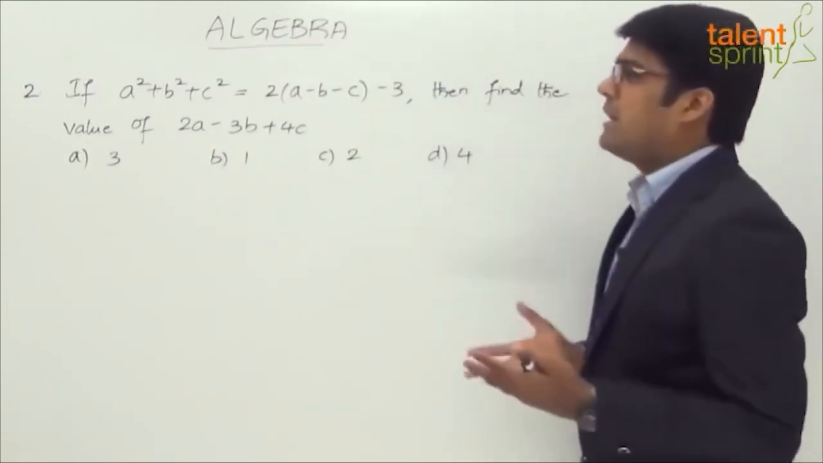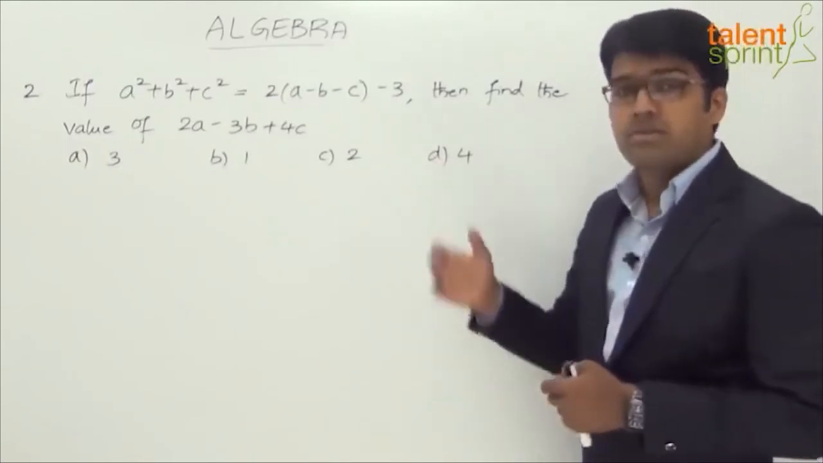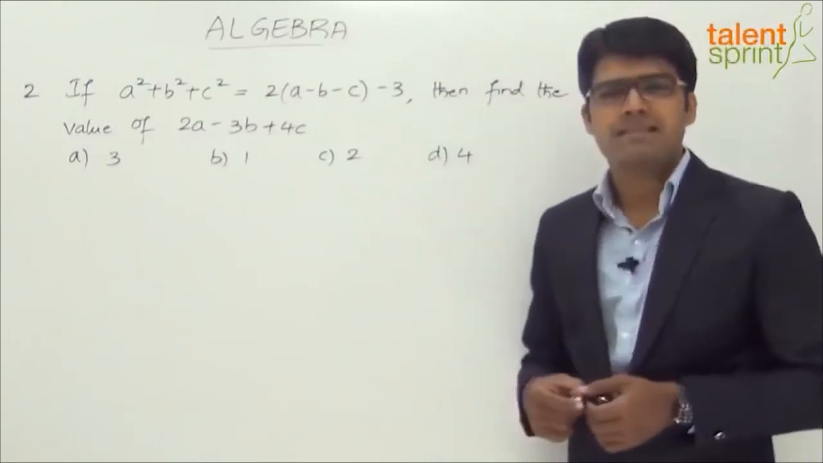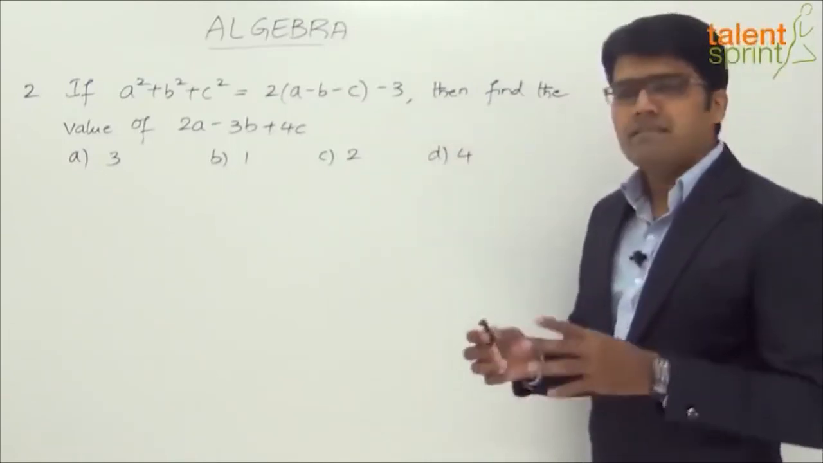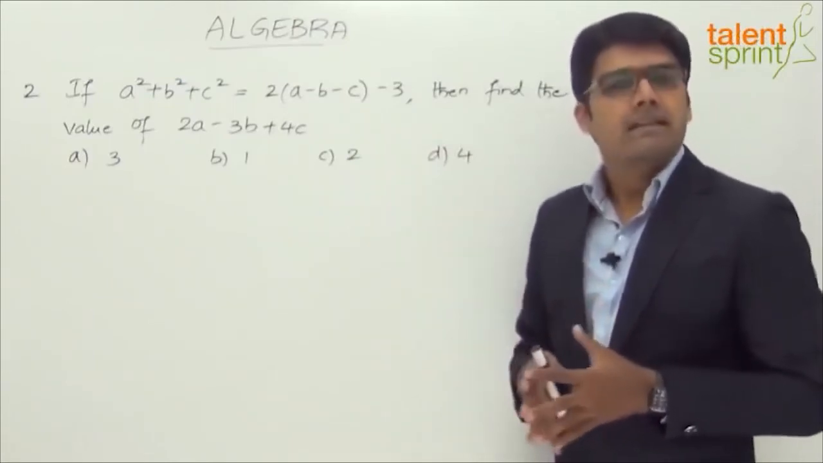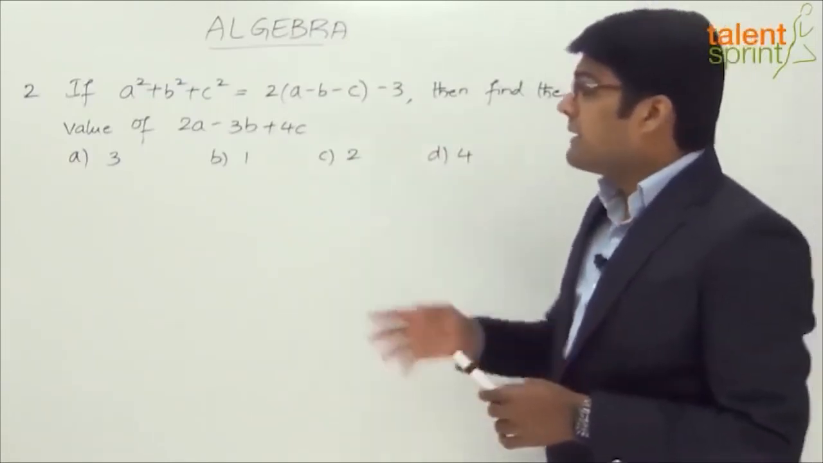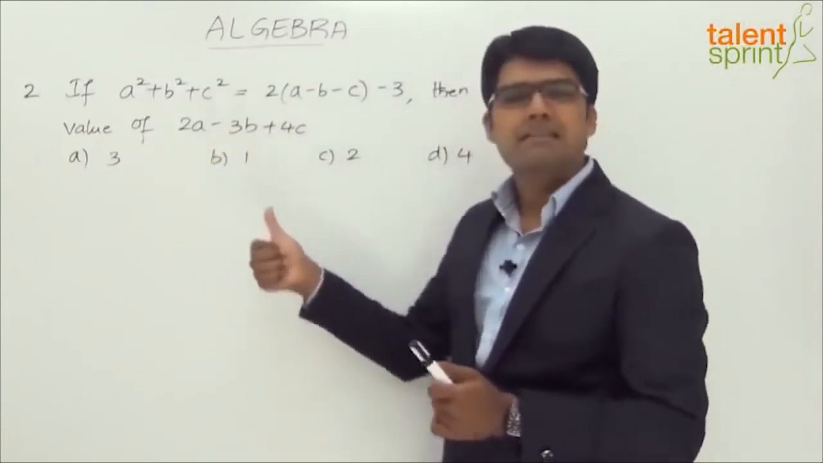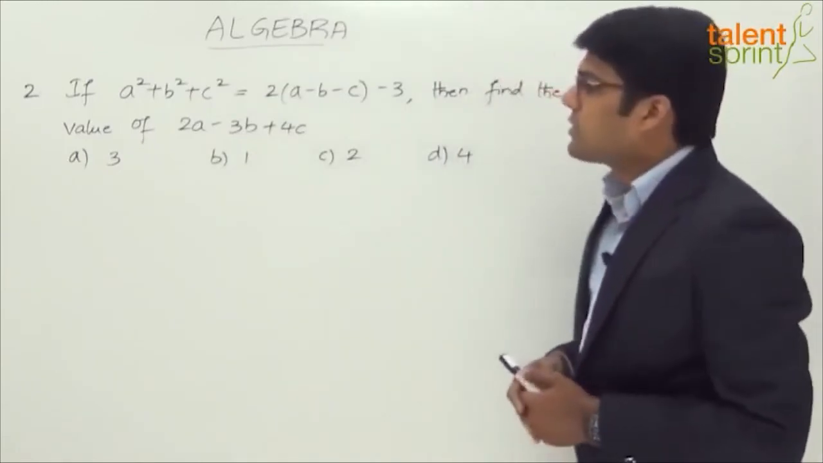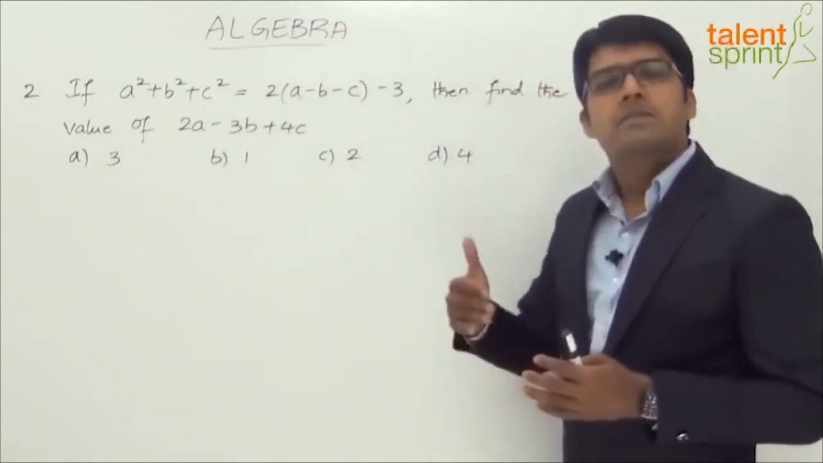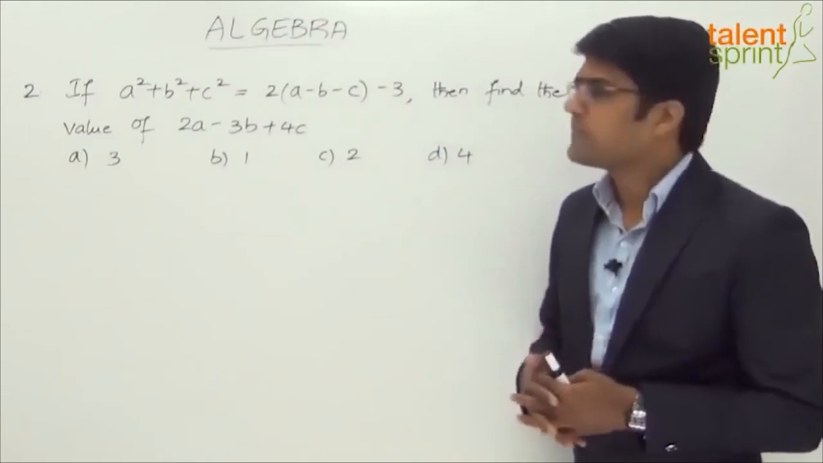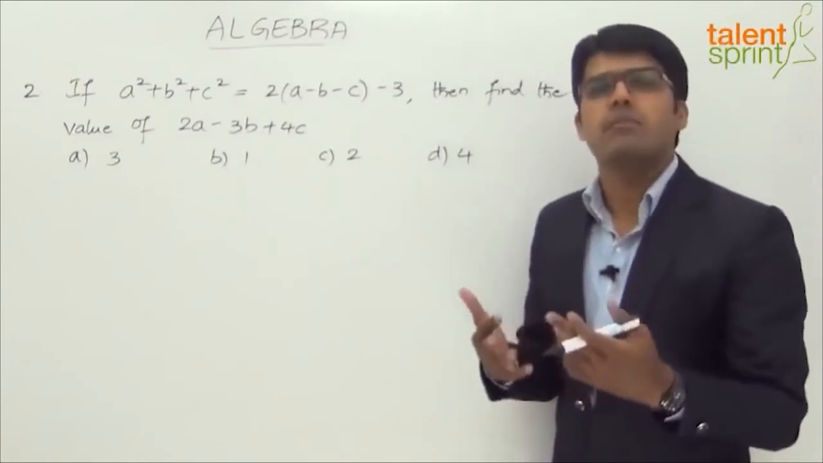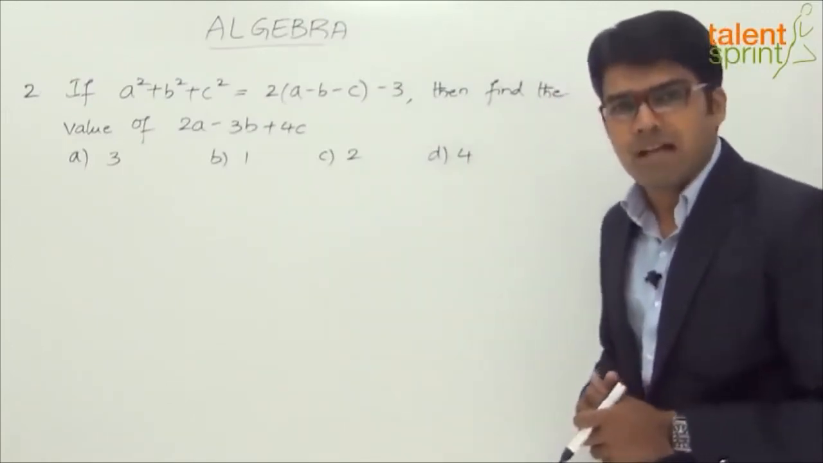Well, this really is a typical one. If you look at the given equation here, a squared plus b squared plus c squared equals 2 times (a minus b minus c) minus 3. That doesn't really correlate with any of those identities that we have looked at, right? And also, the required value is not a very general one, right? It's like 2a minus 3b plus 4c. So, it doesn't look like it will match with any of the identities that we have seen earlier. So let's try and see if we can get the solution of a, b, c directly by using some logic, or we'll have to go with some other method of answering this question.